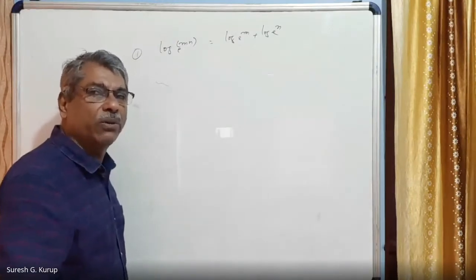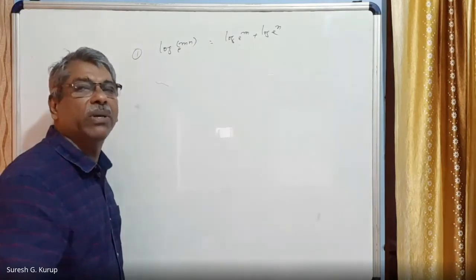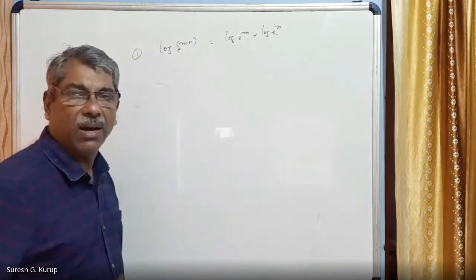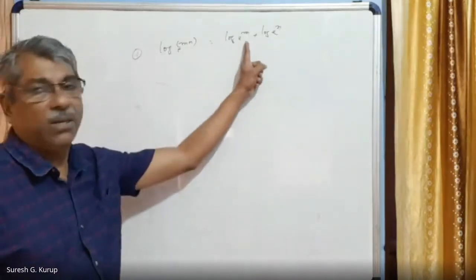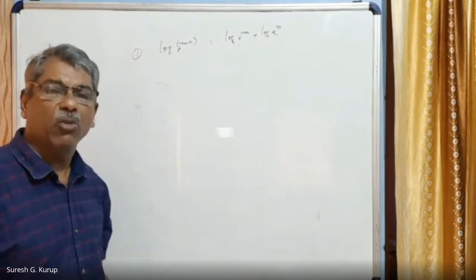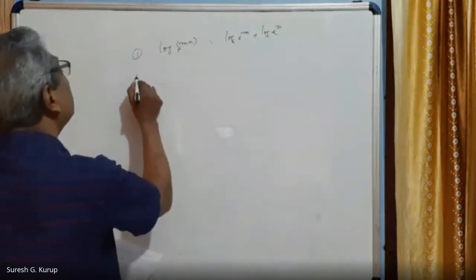Suppose log xy to the base e. That means log x to the base e plus log y to the base e. So in product, that is addition. Product means the two things are added. In division, that will be subtracted. Next one I am going to tell is the second one.